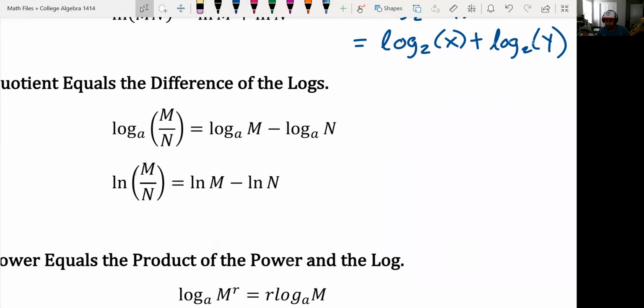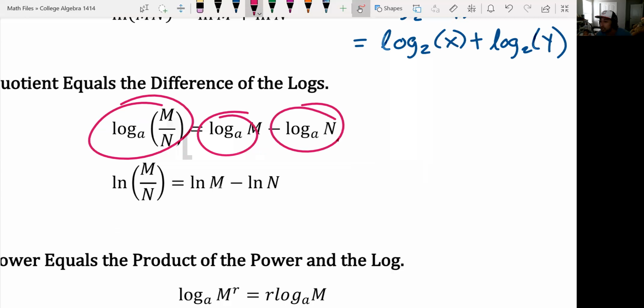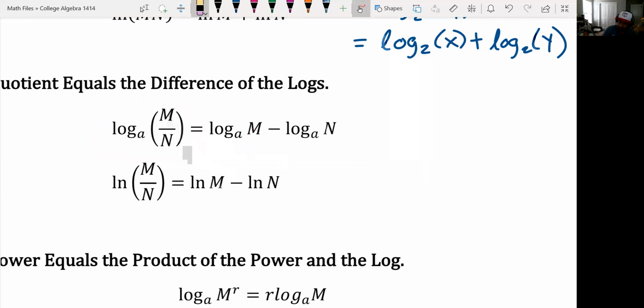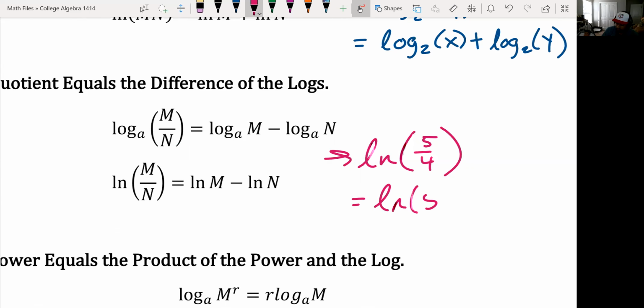Next is the quotient to difference. Log base a of m over n becomes log base a of m minus log base a of n. So the quotient inside the logarithm can be expanded as a difference of logs. And the same can be said for the natural log. Okay, what's a good example of that? I could say natural log of, hey, let's do 5 over 4. Why not? I can write that as the natural log of 5 minus the natural log of 4.